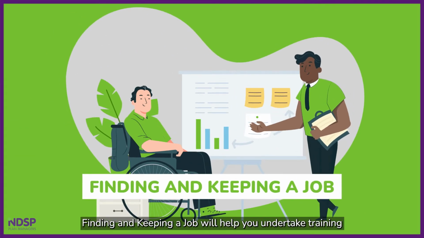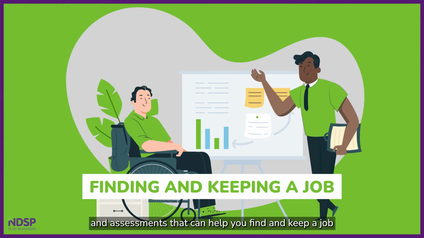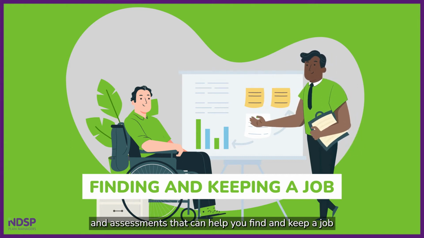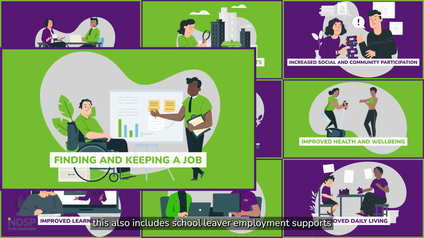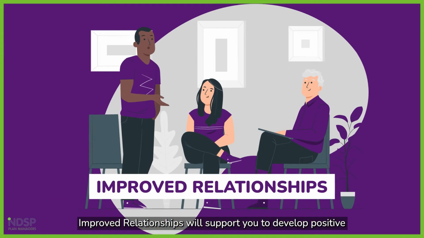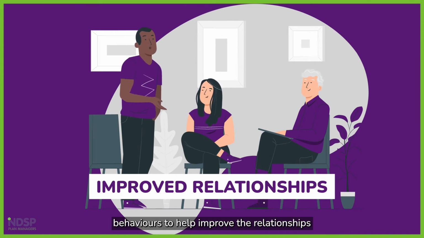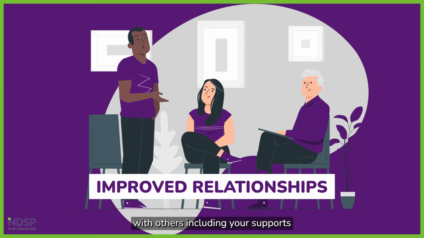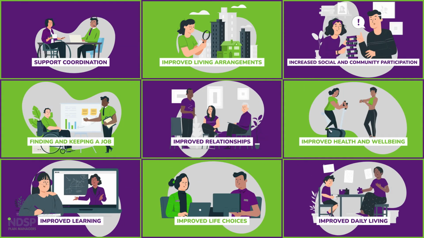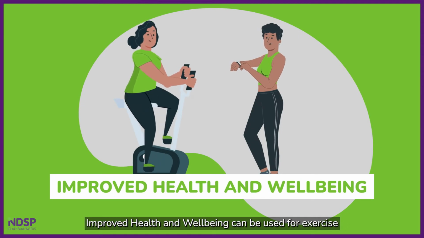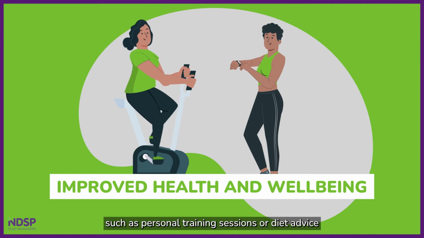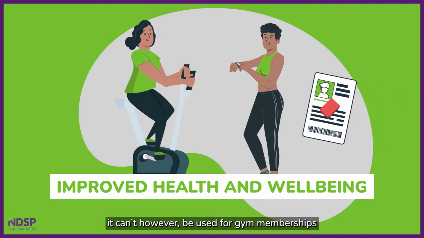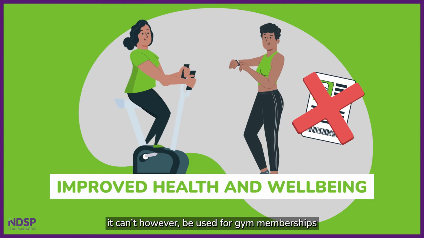Finding and keeping a job will help you undertake training and assessments that can help you find and keep a job. This also includes school leaver employment supports. Improved relationships will support you to develop positive behaviours to help improve the relationships with others, including your supports. Improved health and well-being can be used for exercise, such as personal training sessions or diet advice. It can't, however, be used for gym memberships.